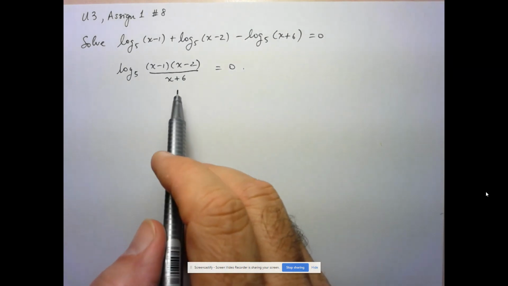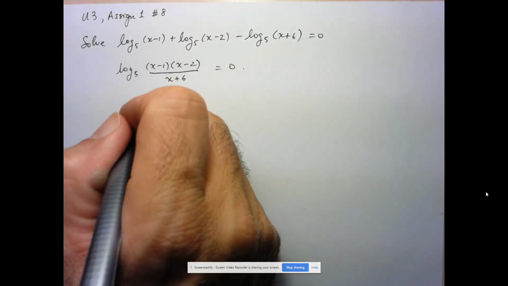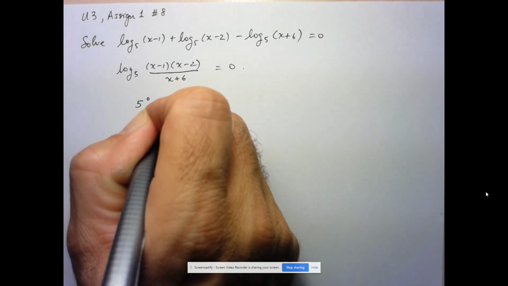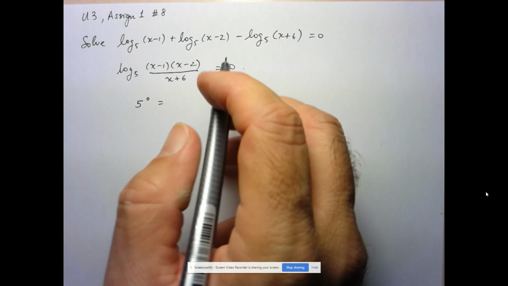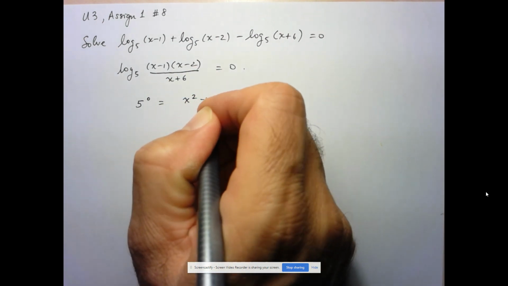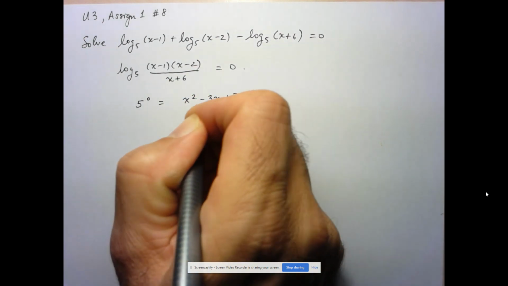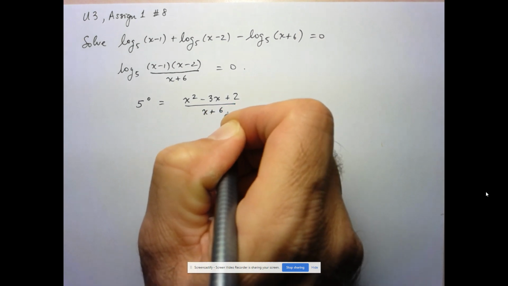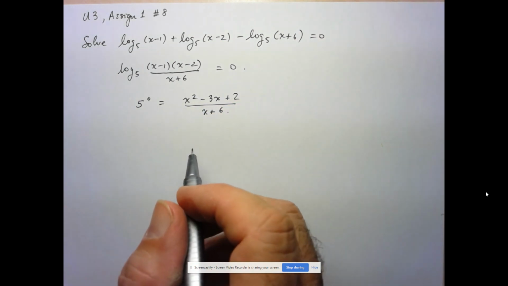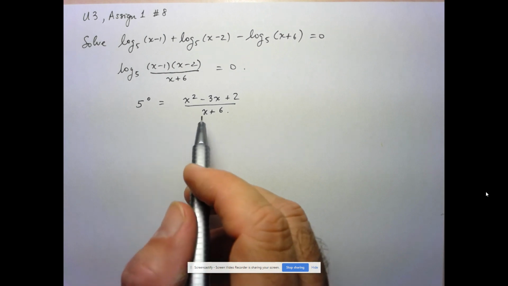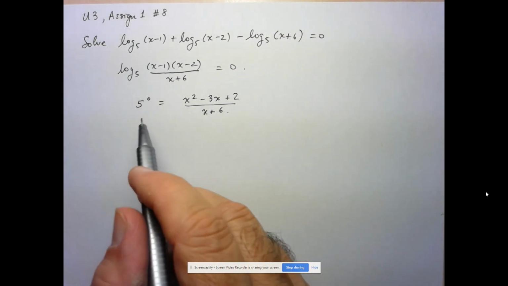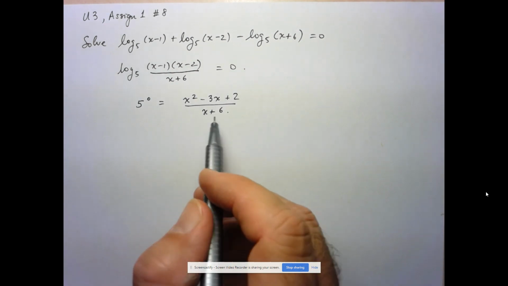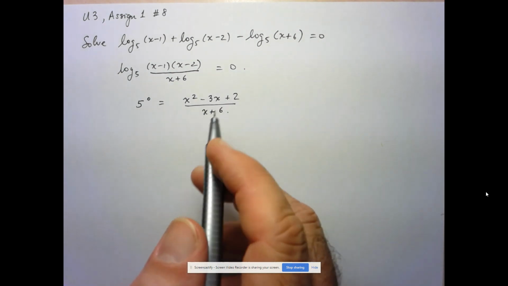So now I can rewrite this in exponential form. So that's going to be base 5 exponent 0 equals this expression here. So I'll start actually distributing. So that's (x squared minus 3x plus 2) over (x plus 6). And what I end up with is a rational equation. Okay, which I'll solve as I normally do by multiplying both sides by the lowest common denominator. So in this case here, just multiplying both sides by x plus 6.